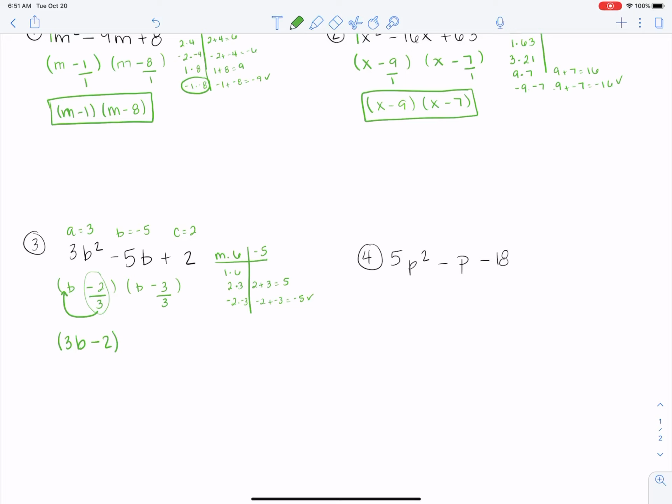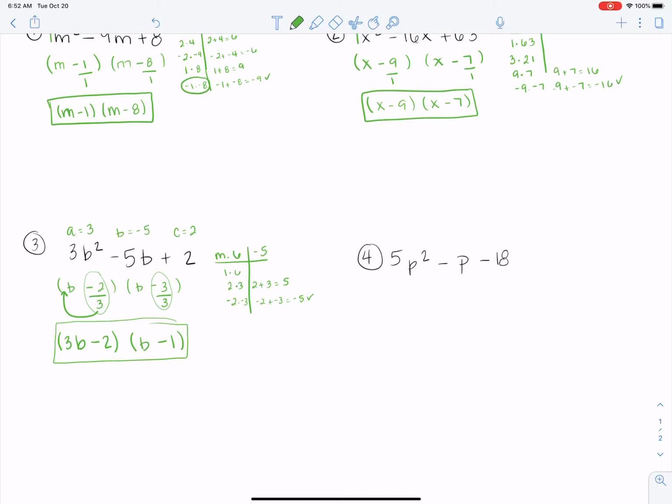The fraction in the other one, negative 3 over 3, does simplify. Negative 3 over 3 is negative 1. So if it simplifies, you simplify it. If it doesn't simplify, you kick the denominator back in front. So the two factors you have are 3b minus 2 and b minus 1.